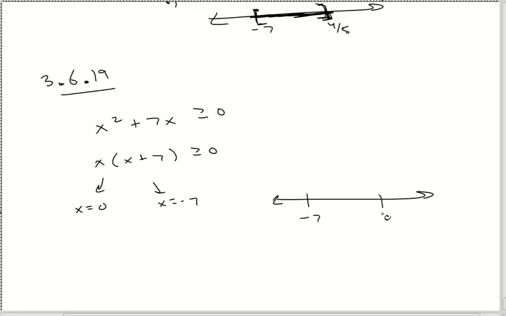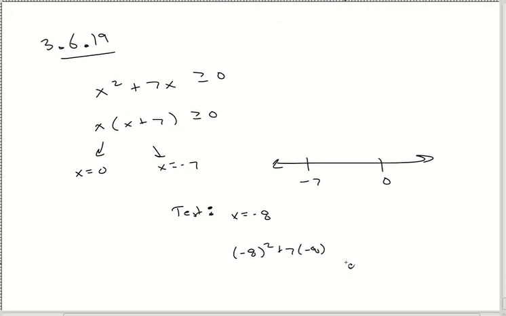And then I'm going to graph it. I got negative 7. Here's a 0. And I'm going to test each interval. What's an easy number that's less than negative 7? Negative 8. So testing negative 8, I'm going to plug it into the original. Negative 8 squared plus 7 times negative 8. Is that greater than or equal to 0? Well, here we got positive 64, and 7 times 8 is 56. And that is a positive number, so I like that.